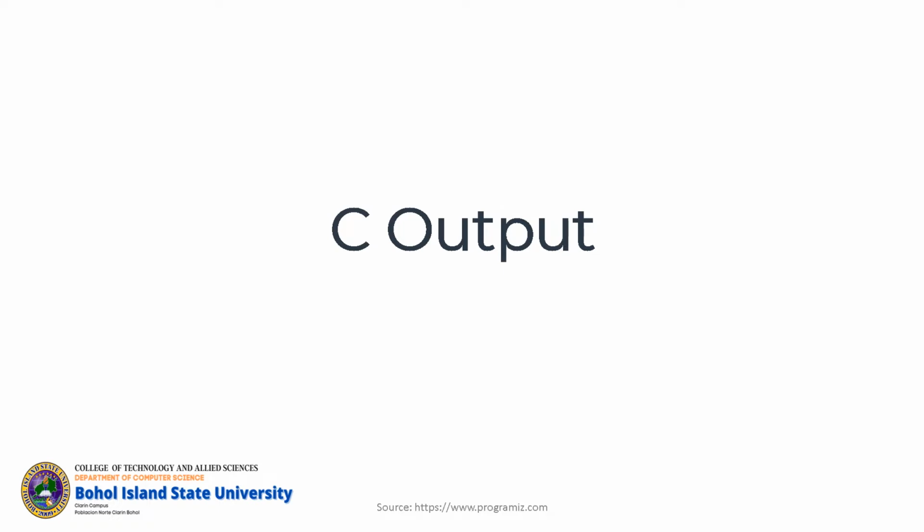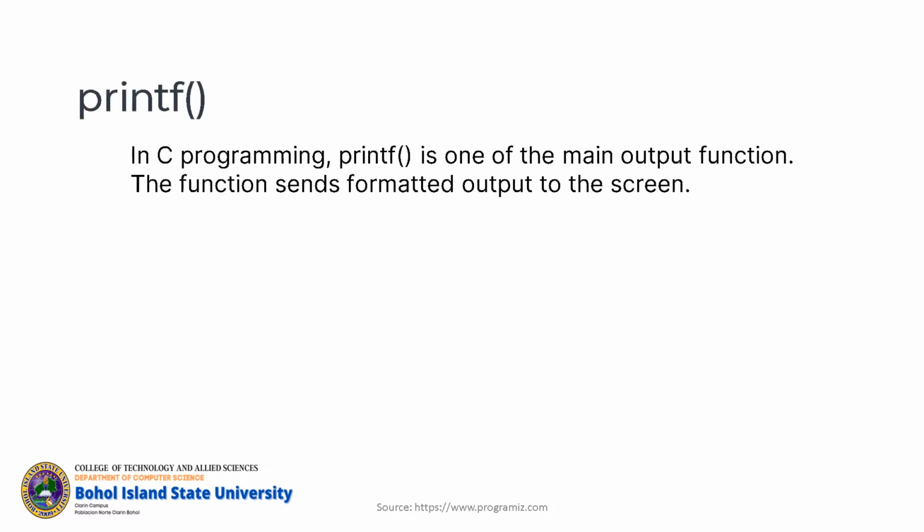Now, let us proceed to the C output function, the printf function. In C programming, printf is one of the main functions for output. The function sends formatted output to the screen. This is the syntax for using the printf function of C.